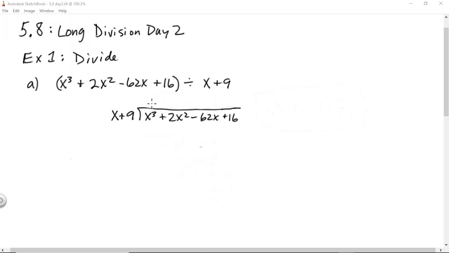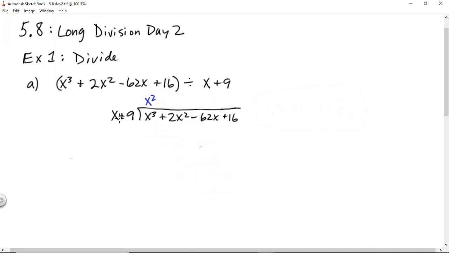and we start by our first term of our answer will be x cubed divided by x. The x cubed because it's the first term there, divided by x because of that. So that is x squared. We write it right there, and now when we take that x squared times x, we should get the same thing we have here, the x cubed, and we will.